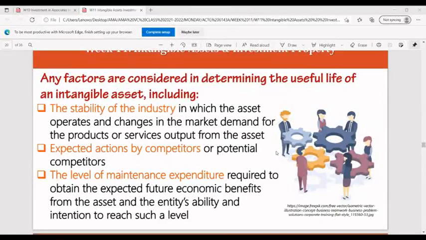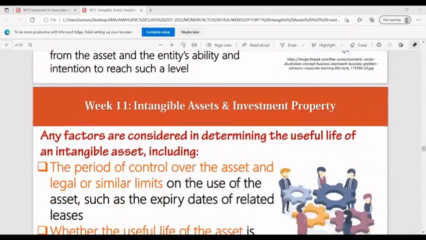Expected actions by competitors or potential competitors. The level of maintenance expenditure required to obtain the expected future economic benefits from the asset and the entity's ability and intention to reach such a level.